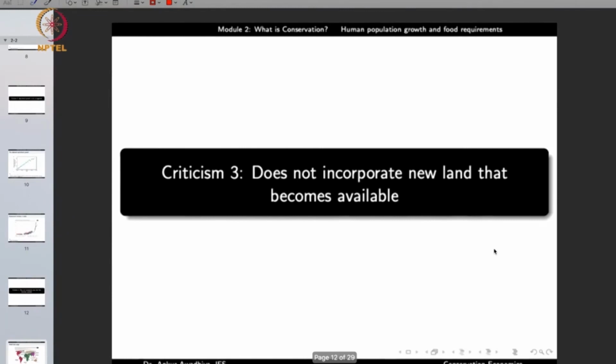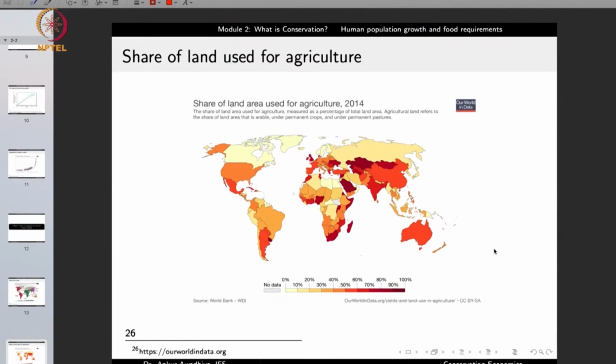Similarly, a big chunk of our desert area was brought into the fold of cultivation through the Indira Gandhi Canal. So, Indira Gandhi Canal has brought in a big chunk of Rajasthan under the fold of cultivation. Now, these sorts of things were not possible in the days of Malthus. So, this is also another criticism of the Malthusian theory, that it does not incorporate the new land that has become available. So, what is the quantum of this land? The share of land area that is used for agriculture in different countries is different. And we can observe that in certain countries, such as India, a much bigger chunk of land is being used for agriculture as compared to, say, Canada.